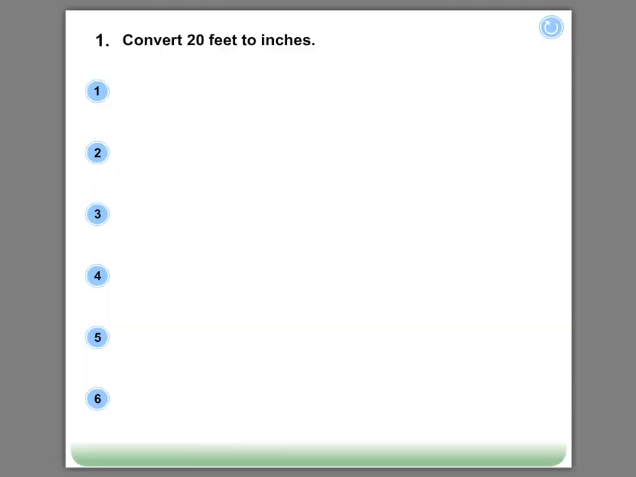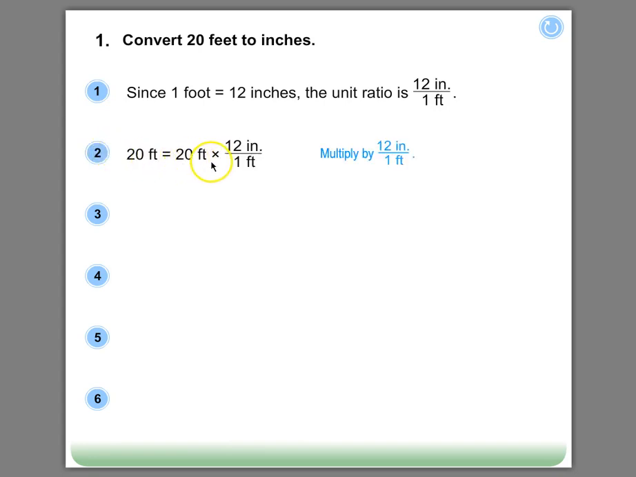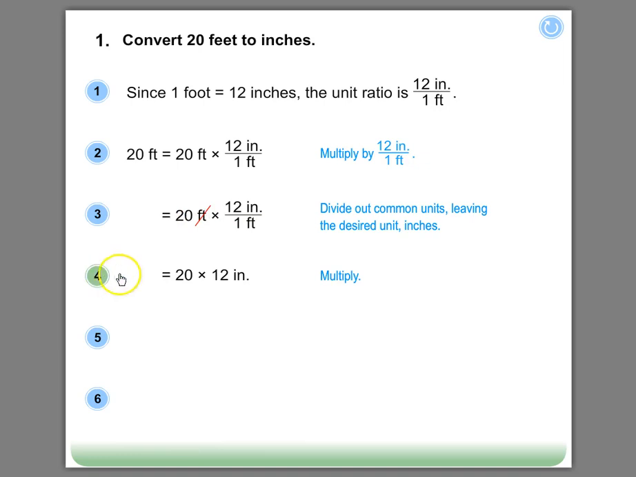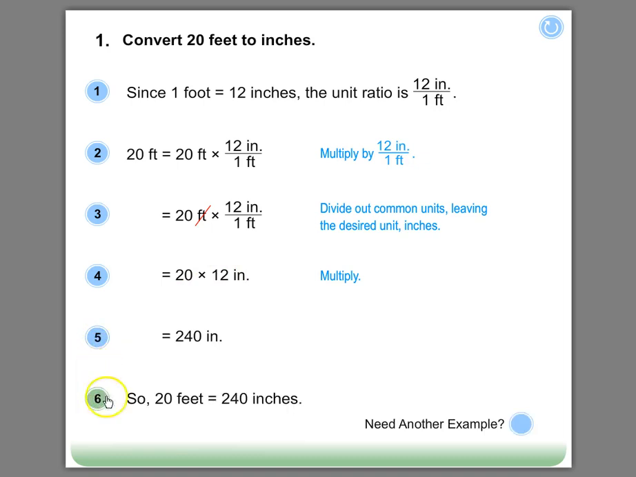Let's move on and do another one. So convert 20 feet to inches. So since 1 foot equals 12 inches, the unit ratio is 12 inches over 1 foot. So when we do 20 feet, we want to make sure that our feet can cross simplify or cross cancel. We've talked about that the last couple of lessons. So we divide out the common feet or cross cancel the feet. Now we're left with 20 times 12. We multiply that out and we get 240 inches. So 20 feet equals 240 inches.